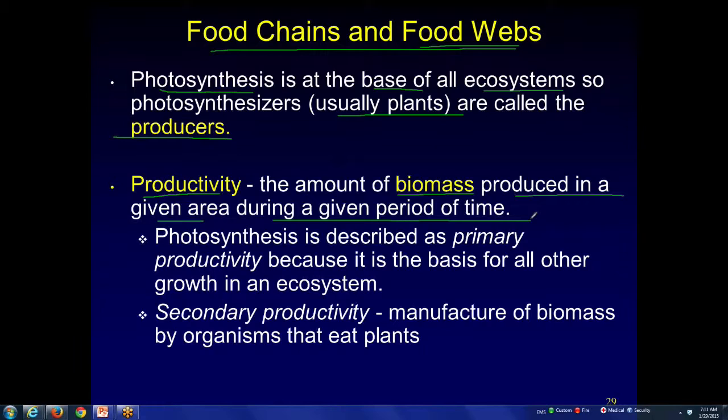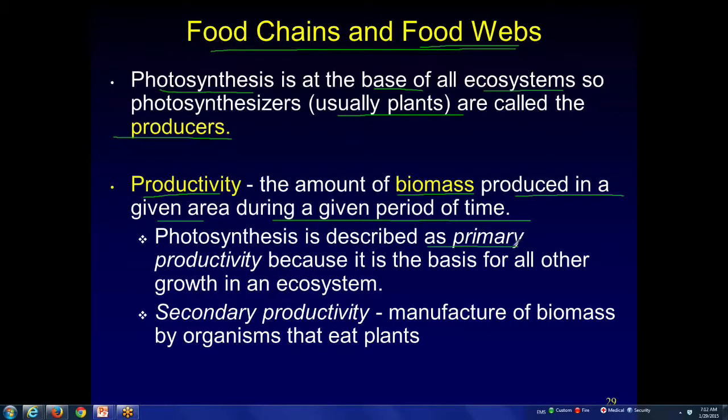So for example, if I have a 1 acre forest, the biomass produced in that 1 acre forest might be 400 kilograms in 1 year. So if we produce 400 kilograms of living material, or what is produced by the living world in that 1 acre forest is 400 kilograms, that is the biomass. In a 1 acre grassland, maybe in 1 year you might produce 50 kilograms of grass. That would be your productivity.